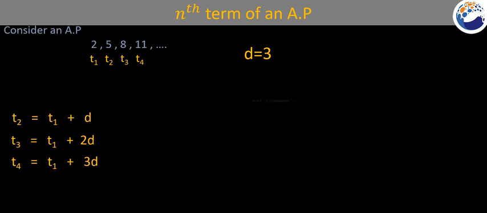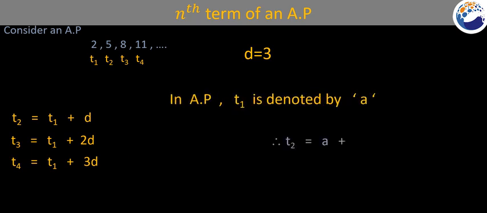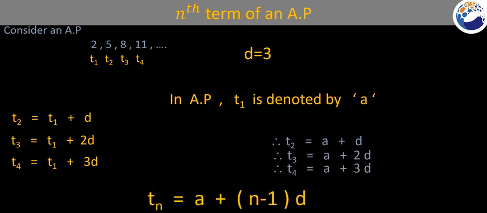In an AP, T1 is also denoted by a. Let us replace T1 by a. Therefore, we get T2 is equal to a plus d, T3 is equal to a plus 2d, T4 is equal to a plus 3d. Hence, Tn is equal to a plus (n minus 1) d, where n is the number of terms, Tn is the nth term, a is the first term, and d is the common difference.